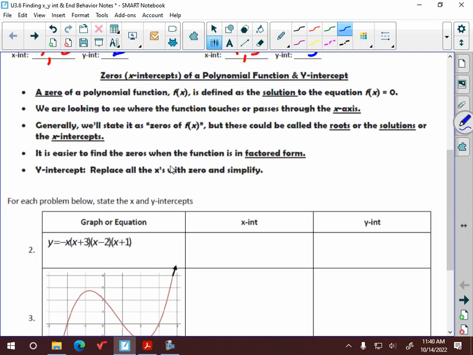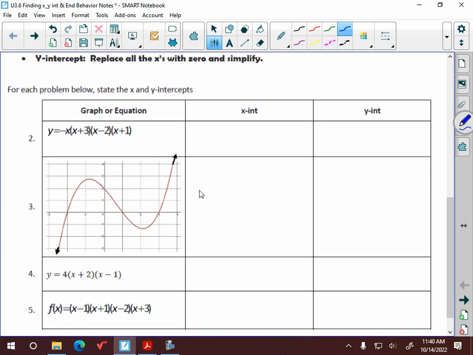When we're trying to find these x-intercepts, it's easier to find them in factored form. And if we want to find the y-intercept, then just like before in Unit 2, we're going to replace all the x's with 0, and then we can simplify, solving for y. All right, so let's take a look at each of these examples. We're going to find the x and y intercepts for each one.